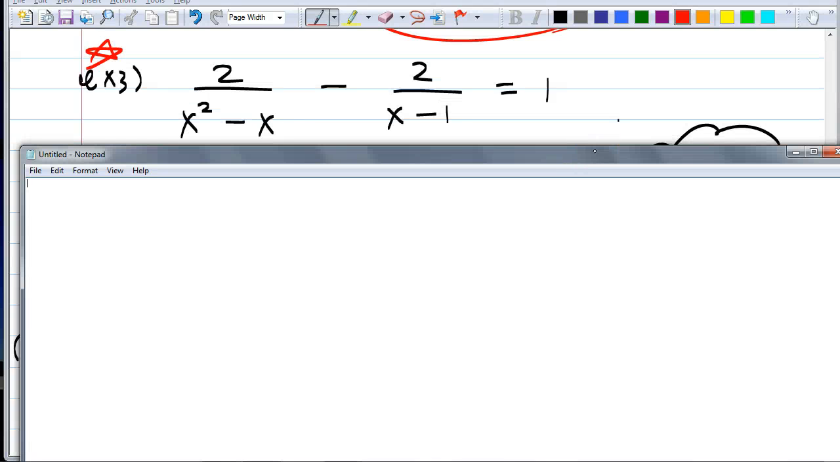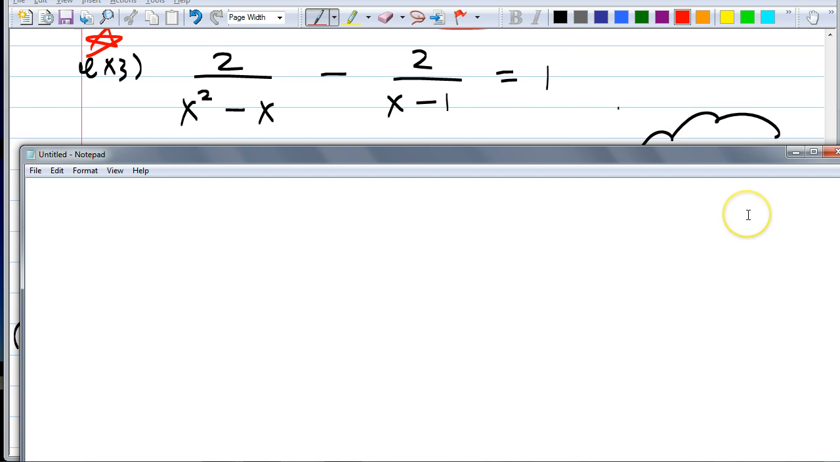Let's do example 3. I'm gonna have you try to do this yourself now. We have 2 over x squared minus x, minus 2 over x minus 1, equals 1. So go ahead and do this one yourself. If you get stuck, I'll help you, and you could ask your group also. So go ahead, everybody try.